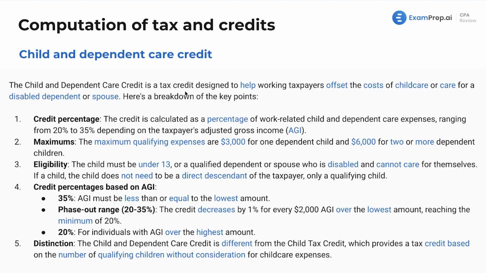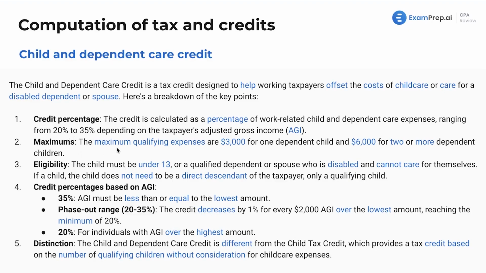So this credit here is designed to help working taxpayers offset the cost of childcare or care for a disabled dependent or spouse. We've got a couple key points here. Well, we've got a credit percentage. The credit is going to be calculated as a percentage of work-related child and dependent care expenses ranging from 20 to 35% depending on the AGI. Those AGI amounts, again, do change year to year, so we've got those included separately.